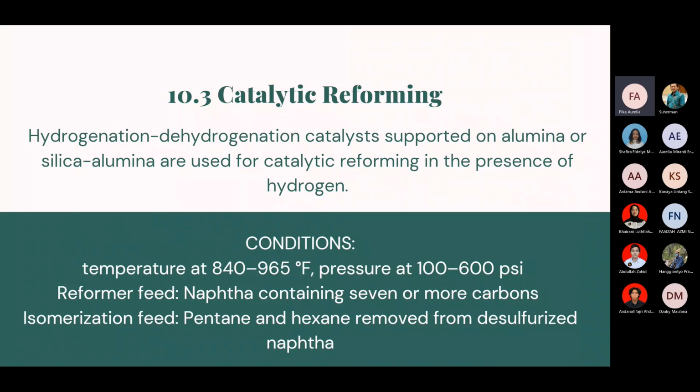Next, we're moving on to catalytic reforming. A hydrogenation-dehydrogenation catalyst supported on alumina or silica-alumina is used for catalytic reforming in the presence of hydrogen. The conditions required for this process are a temperature of 840 to 965 degrees F and a pressure of 100 to 600 psi. The reforming feed is naphtha containing 7 or more carbons, while the isomerization feed is pentane and hexane removed from desulfurized naphtha.